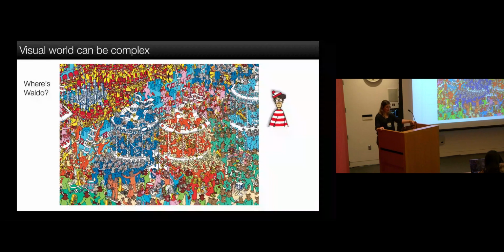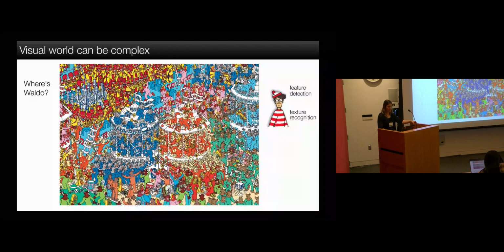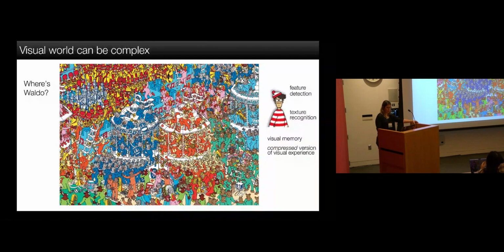When you try to do this task, you might have been imagining Waldo and looking for features like his glasses, or doing texture recognition, looking for his striped shirt. Which in this one you can't even see his striped shirt, so it's really hard. And for those of you who've done Where's Waldo before, you have a memory of what Waldo looks like, which is a compressed representation of Waldo. That's something we're also interested in studying in the lab.